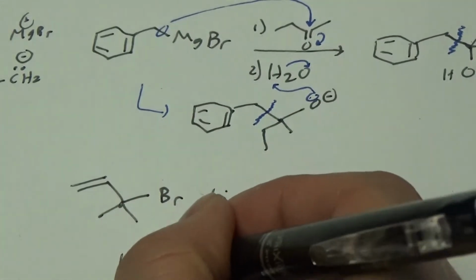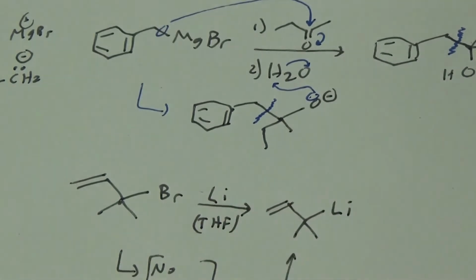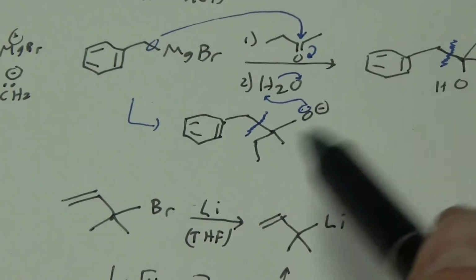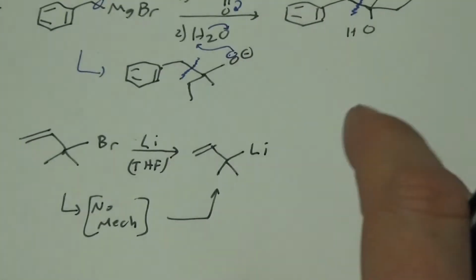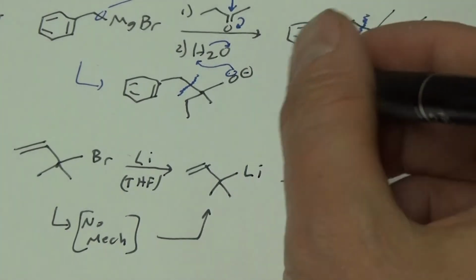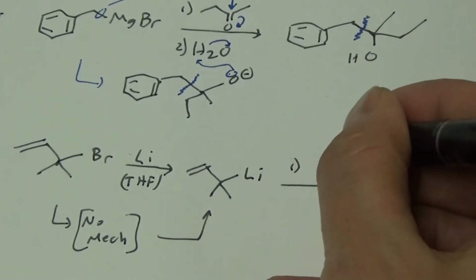So don't think about a mechanism for this reaction. The other reaction is easy, a good, easy mechanism. But for the actual formation of the organolithium or Grignard, there's no easy mechanism. All right, so this time we'll react with an aldehyde.